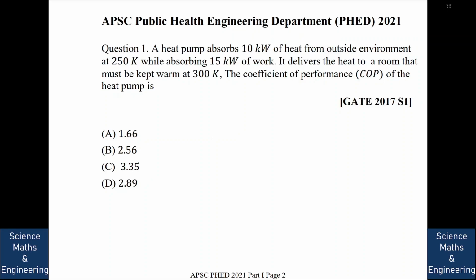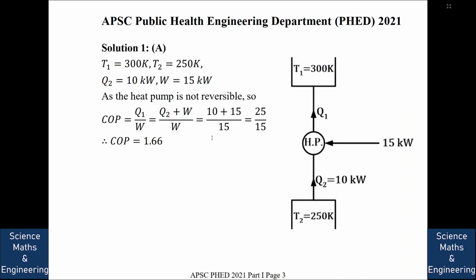A heat pump absorbs 10 kilowatt of heat from the outside environment at 250 Kelvin while absorbing 15 kilowatt of work. It delivers the heat to a room that must be kept at 300 Kelvin. The coefficient of performance of the heat pump is, so the answer is, the coefficient of performance is 1.66.